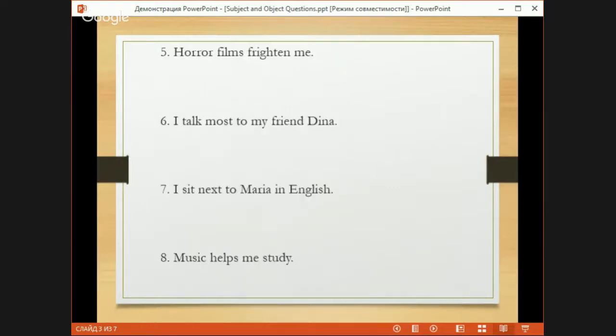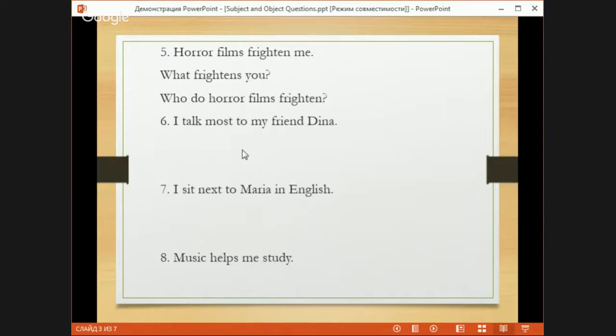Let's move on. I have 4 more sentences. Horror films frighten me. Horror films, subject. So we close them and we say, what frightens you? What, because who we use only for people, and what we use for other things, not people. Again, we say s because it's present simple, and what is third person. Me is the object of the question. So who do horror films frighten? Or whom, you can also say.